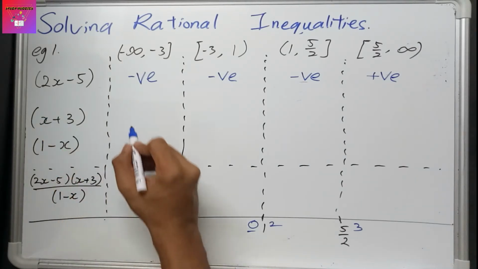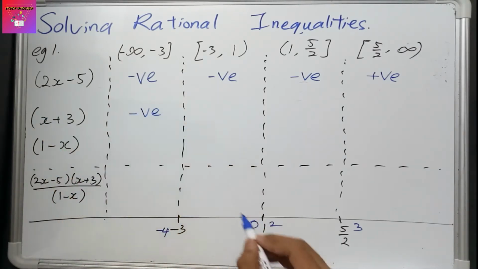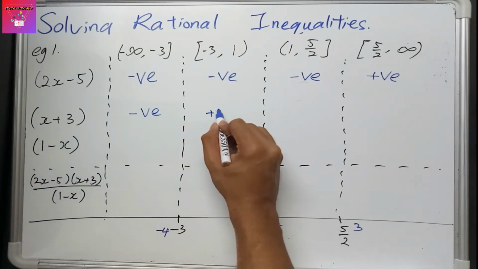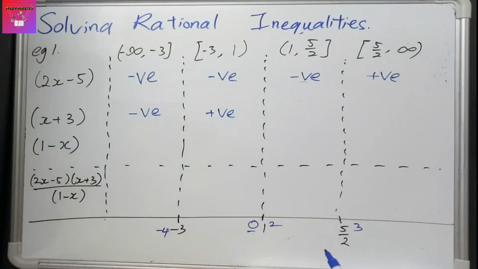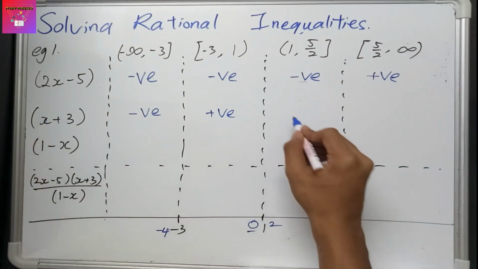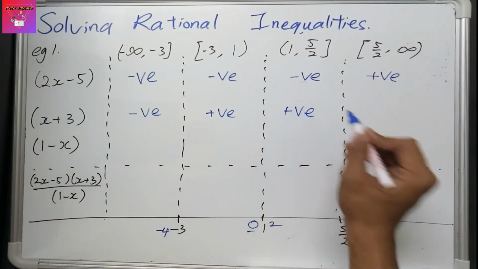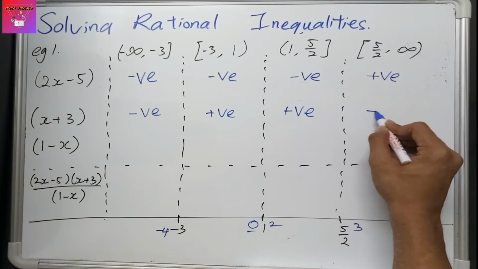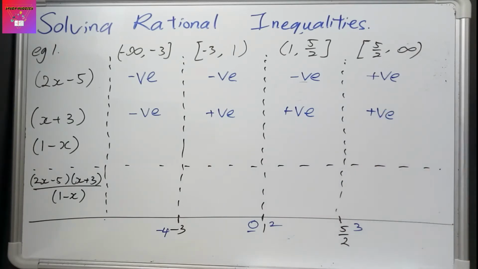Negative 4 plus 3 is negative 1, again negative. 0, so it's going to be positive because you're going to get the number 3 over there. Third one, 2 plus 3 is 5, in which you're going to get positive again, and 3 plus 3 is 6, again positive.